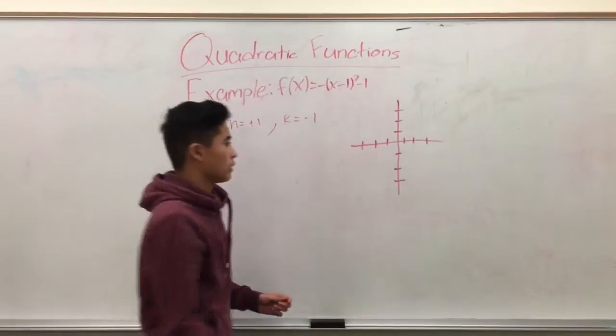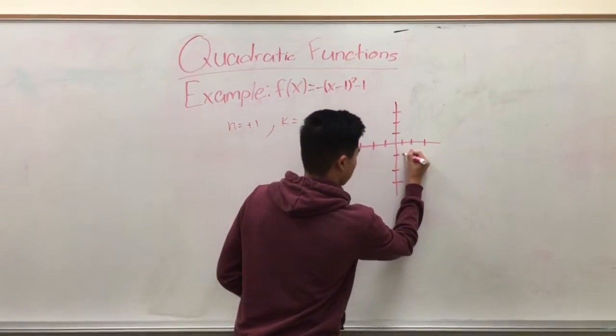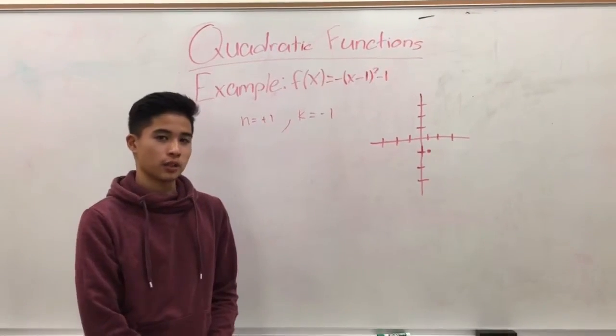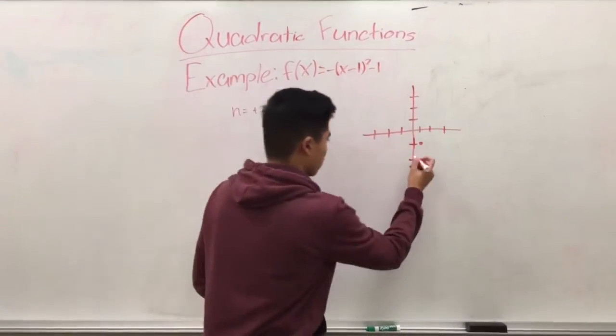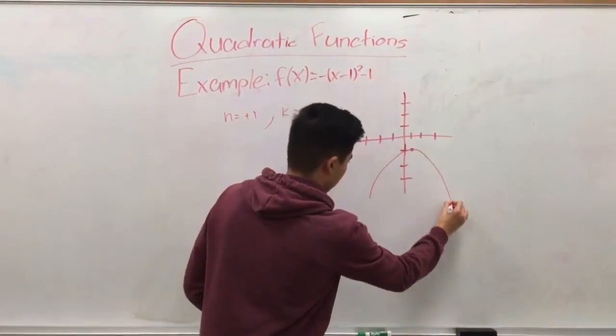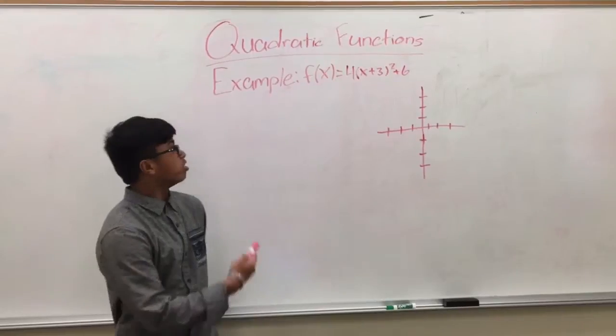Now let's plot it. The number would be right here. Now that we have our information, the parabola should be facing down because a is negative, which is right here. Let's graph it. There you go. Let's go on to another one.